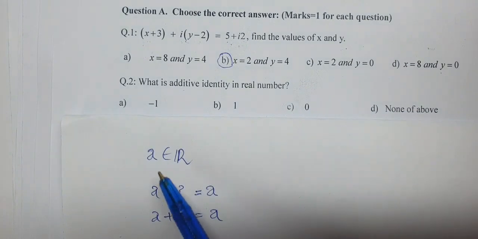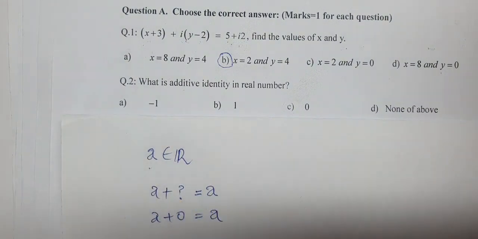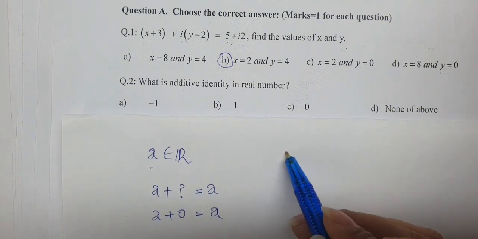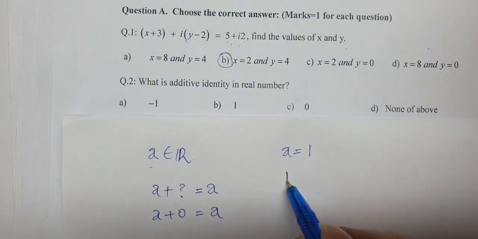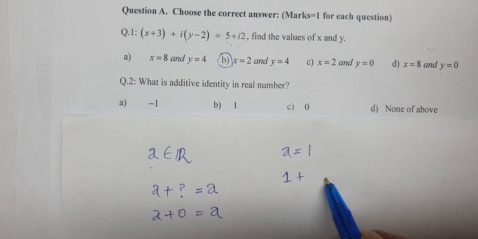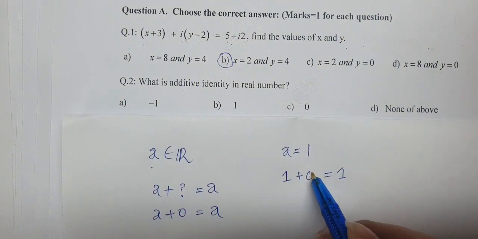So now we have taken a, which is any arbitrary number; it can be any number. For instance, if we take a particular number, let's say a is 1. So what is the number which we add to number 1 so that it will give us the number itself? That is 0.